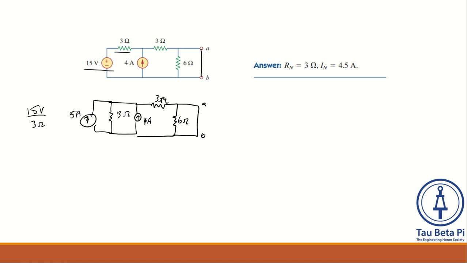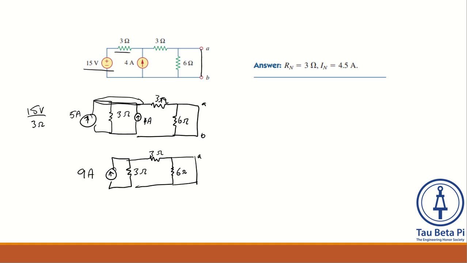Now we can sum the currents flowing into this top node and further simplify it as a 9 amp current source with the 3 ohm parallel resistance, and then that other 3 ohm resistor in series with that 6 ohm resistance. All of that is also parallel to that short from A to B.